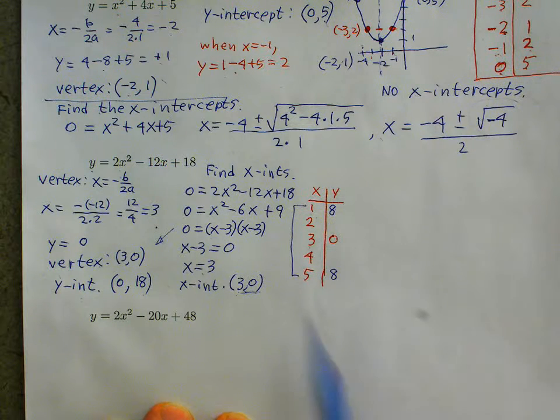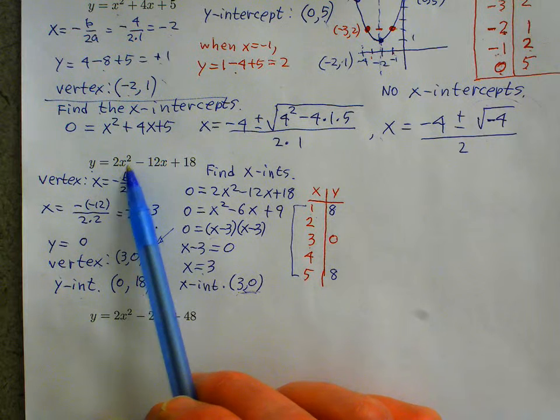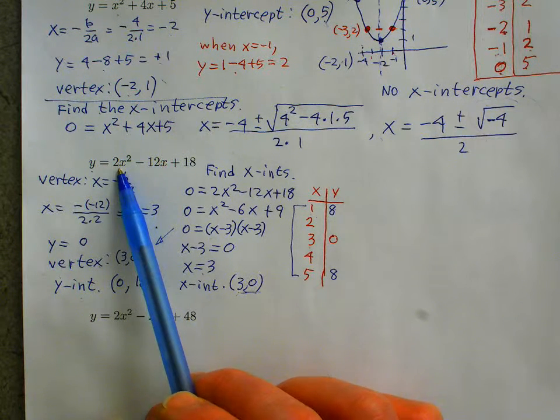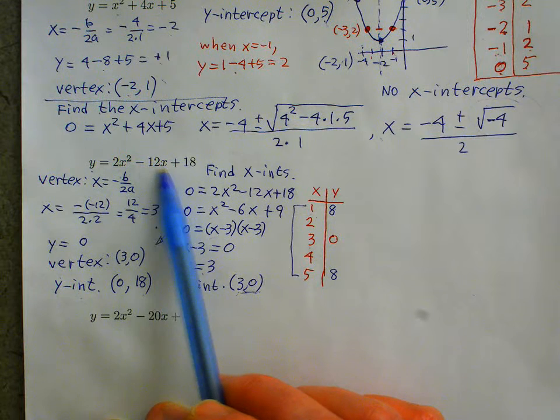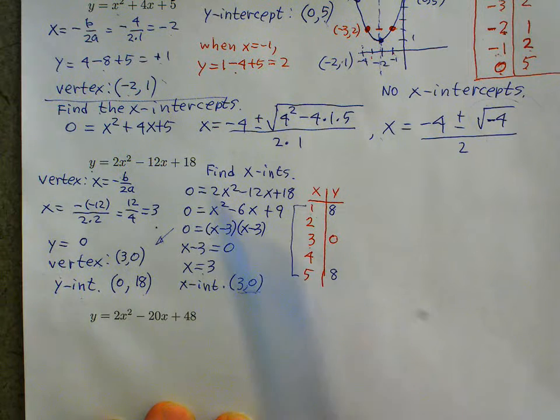And you can verify, if you don't trust that, you can just replace x with 5. That's not too hard to do. 5 squared is 25. 2 times 25 is 50. 50 minus 12 times 5 is 50 minus 60, which is negative 10. Negative 10 plus 18 is 8.